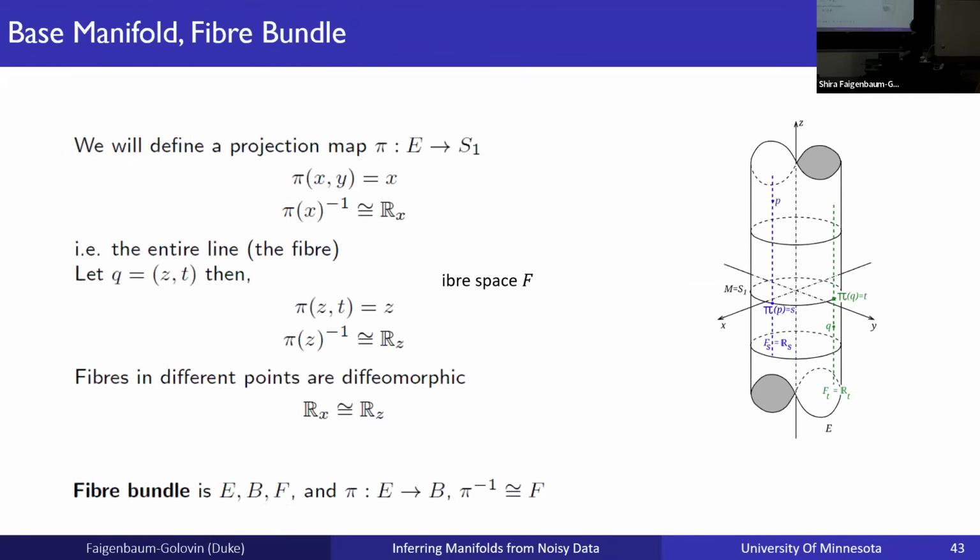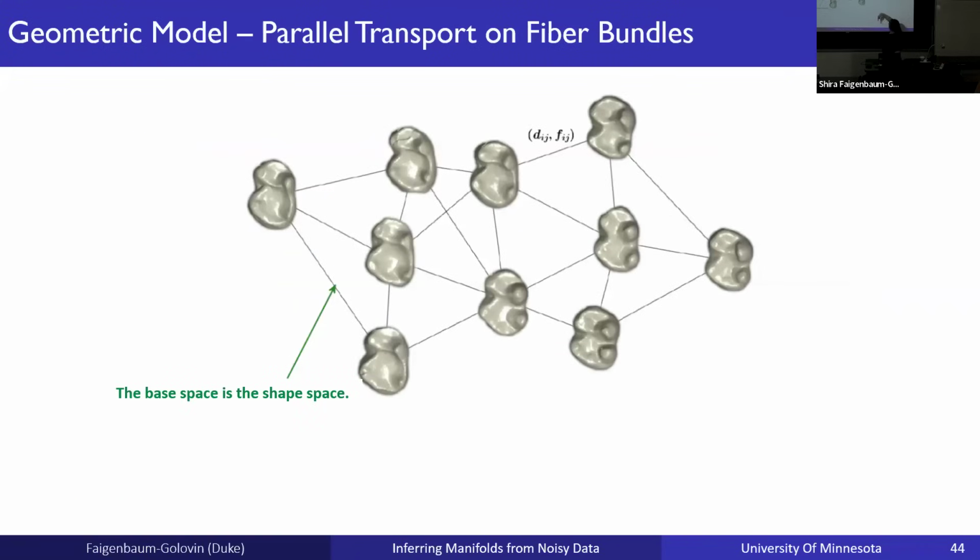Now we have a mapping that goes from one point to our base manifold S1. This is a mapping that takes a pair (X, Y) and returns us X on the base manifold, and we have the inverse mapping that gives us not one point, but the entire fiber, the R_x. We can do it for any point, and basically the fiber bundle is the triplet of the total manifold, base manifold, fibers, and pi, which is the mapping from the total manifold to the base.